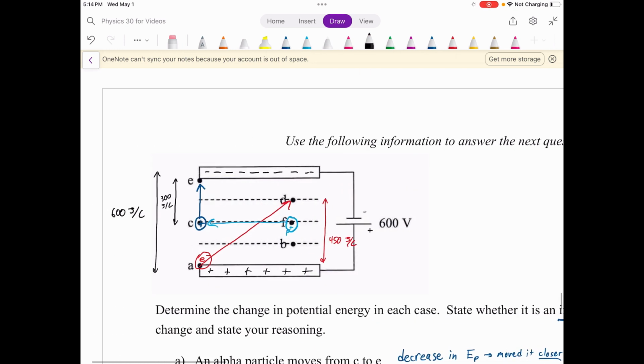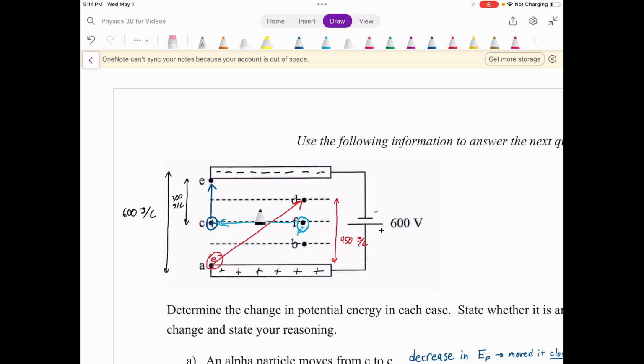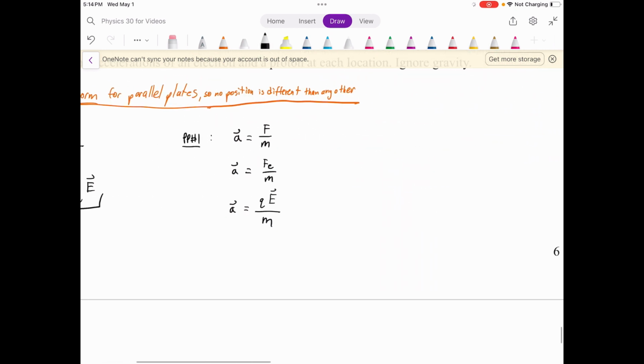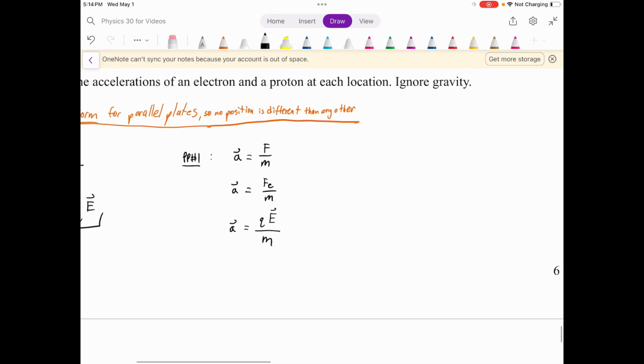So what that means is they would feel the same size force, but the electron would feel a force this way because it's negative, while the proton would feel a force this way because it's positive. So let's just mention that, but Q is the same number. We would put the same number in for Q, 1.6 times 10 to the negative 19 coulombs.